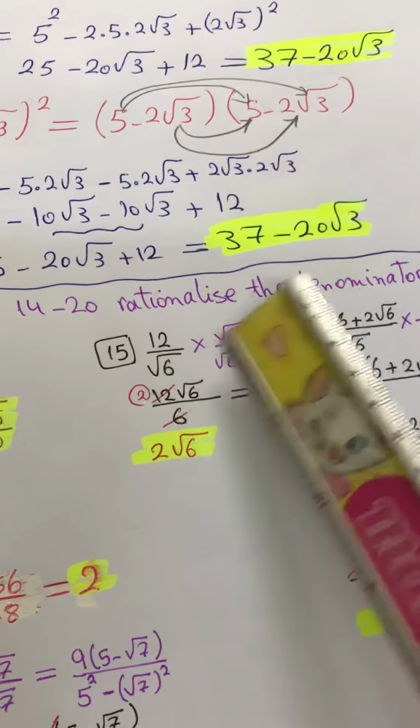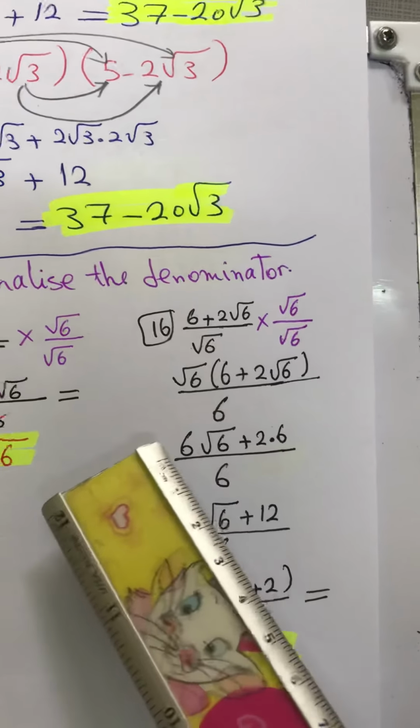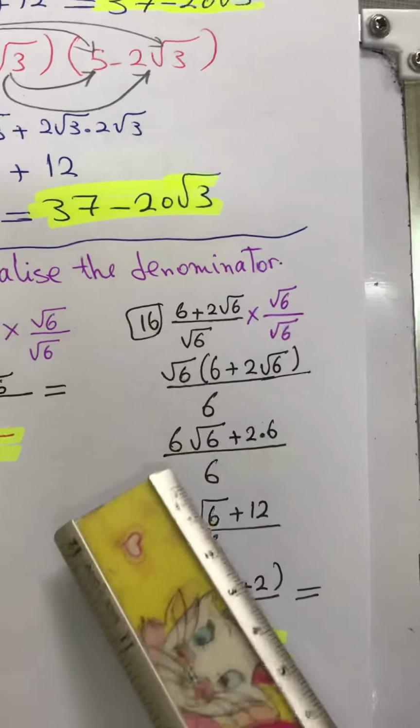Number 16, we have just the square root of 6. I'll multiply by square root of 6 up and down. So I'll take this square root of 6, open brackets, multiply it by 6 plus 2 square root of 6. And down, square root of 6 times itself equals 6. Okay? Now I make distribution. Square root of 6 times 6.